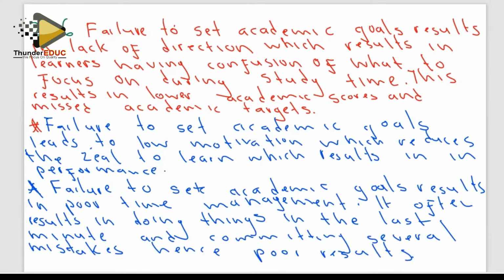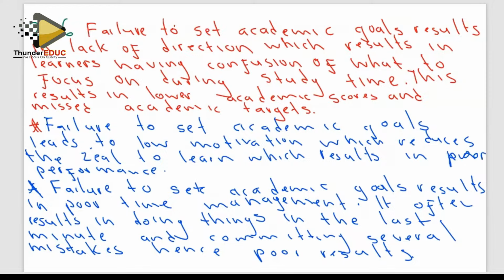So these are the three ways or the three negative implications of not setting academic-related goals. So it results in lack of direction. Learners would end up having confusion on what to do and what to focus on during study time. This results in lower academic scores and missed academic targets. Then failure to set academic goals leads to low motivation. The motivation to do work won't be there, which reduces the zeal to learn and which results in poor performance.